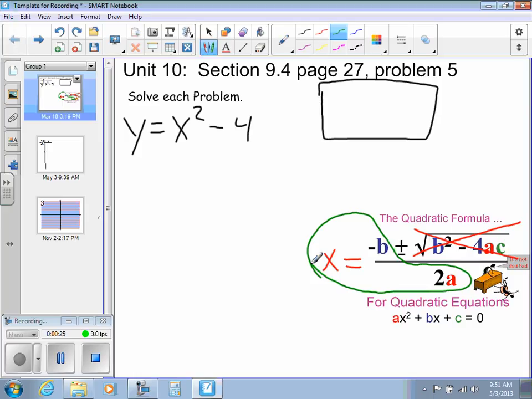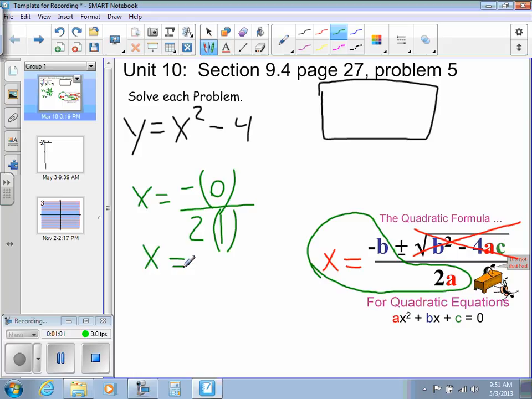So for our line of symmetry, we're going to put x equals negative, and what's our b? Well, there is no b term here. There is no x that's not squared. So our b must be 0. And then that's over 2 times a, and the coefficient that's not written on the x squared is a 1, so 2 times 1. So now we have x equals negative 0 over 2, which of course is just x equals 0.